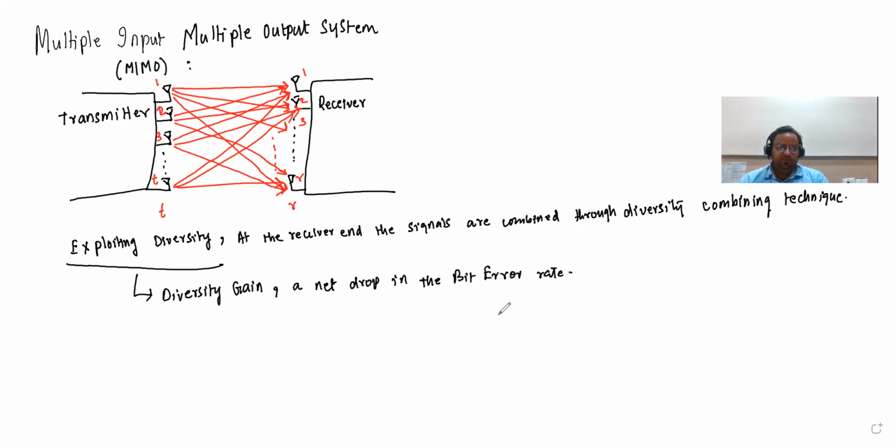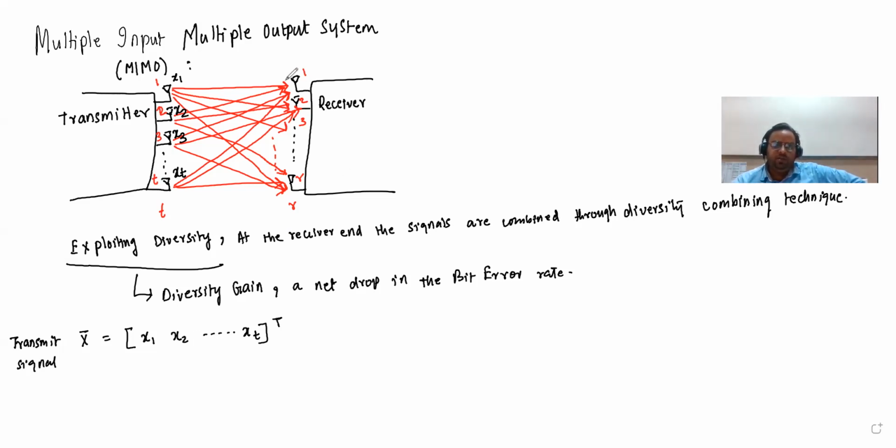Now we can see that there are T antennas. The first antenna will be transmitting the signal X1, the second antenna will be transmitting a signal X2, the third antenna will be transmitting a signal X3, and so on, and the Tth antenna will be transmitting a signal XT. The transmit signal is obtained in vector form, and this vector will look like X1, X2, and so on up to XT, transpose, if the signal components are real only.